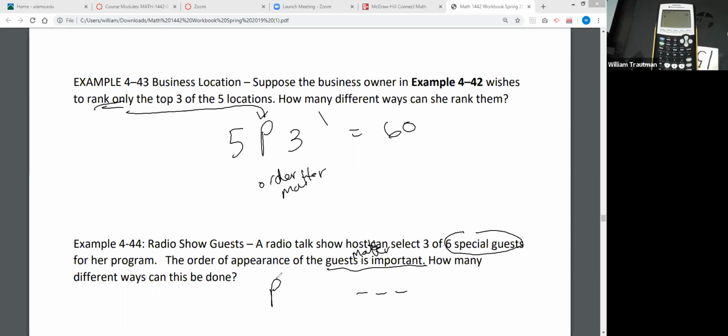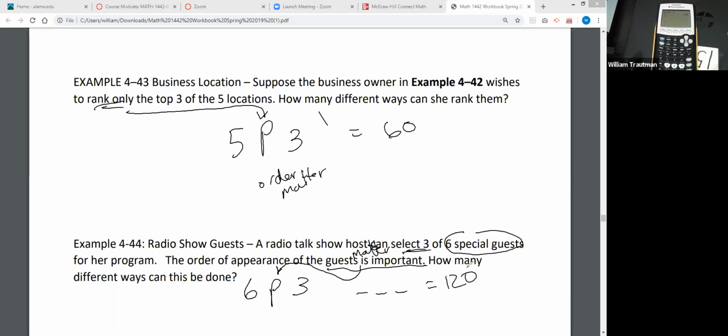So it's important to understand the ones that matter. It tells you the order of appearance of a guest is important. The order matters, so it's a permutation. We have 6 guests total. The highest number always goes on the left. And we have to select 3 spots for them on the radio. So we're going to put this into our calculator. 6P3: 6, math, arrow over, go down to permutation, which is number 2. Hit enter and hit 3. And this one equals 120.